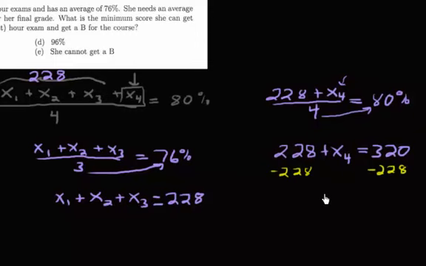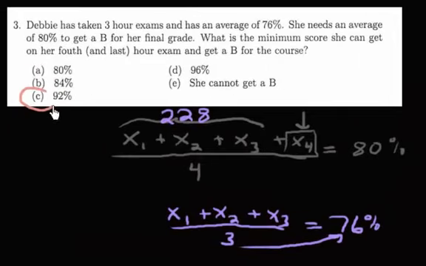And that is going to give me x4 equals 92%. Okay, so let's go back up, and for number 3, that would be letter C.